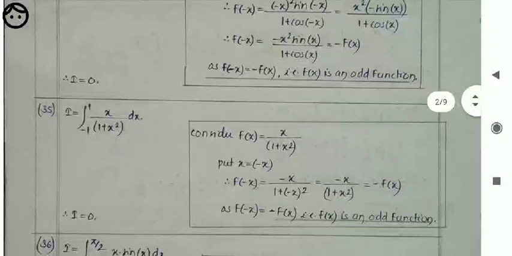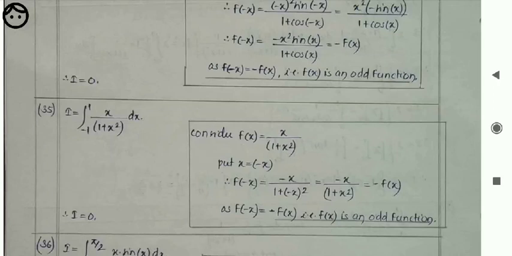चलो आगे बढ़ते हैं. Integration minus 1 to 1 x upon 1 plus x square. Now again limits are minus a to a, so rule number 3 can be applied. Choose the function. What is the function? x upon 1 plus x square. चलो डालो, x की जगह पे minus x डाल देते हैं. When I put x की जगह पे minus x, the function comes out to be f of minus x is equal to minus x upon 1 plus minus x the whole square.